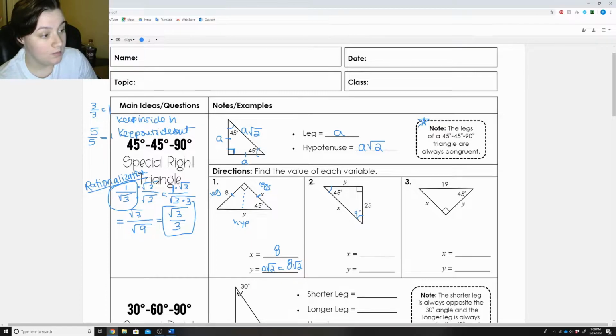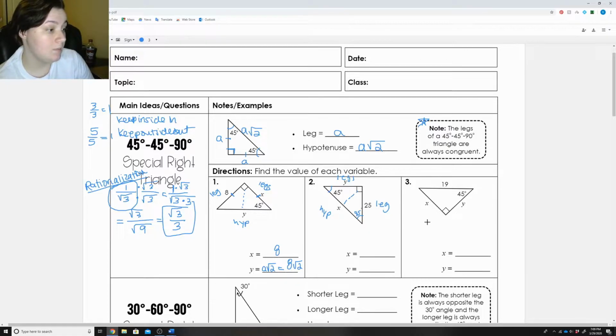This one's also 45 degrees. You have the legs, and then across from this is the hypotenuse. Try this one on your own. Just take the length of the legs, multiply by square root of 2 for the hypotenuse, and then remember that both of the legs are the same length. We can look at number 3 now.